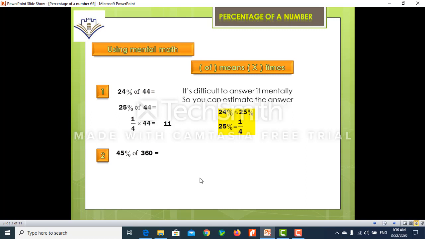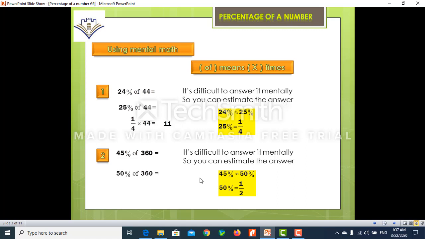Question number 2. 45% of 360. Is it easy to get the answer mentally? I think it's difficult, so you can estimate the answer. 45% is nearest to 50%, and 50% equals half. Then replace 45% by 50%. 50% of 360 means half of 360 equals, try to think, yes, 180.